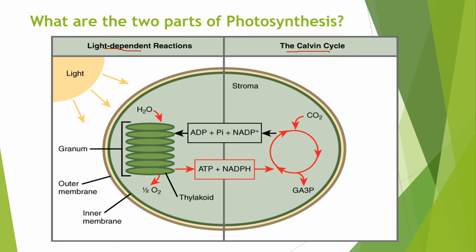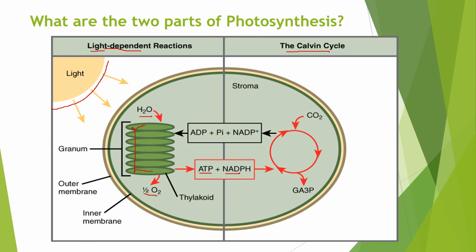In the light-dependent reactions, from the word itself, light, meaning it uses light energy coming from the sun as well as water in order for the reactions to occur in the thylakoid. These reactions produce ATP and NADPH and release 1/2 molecule of oxygen back into the atmosphere.